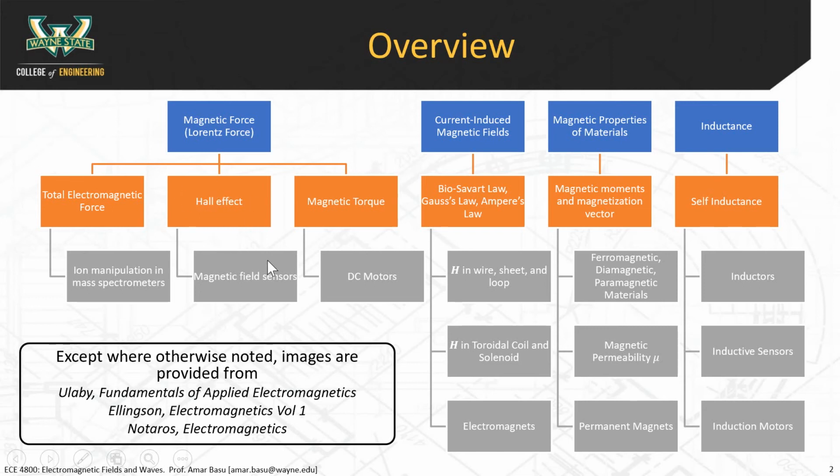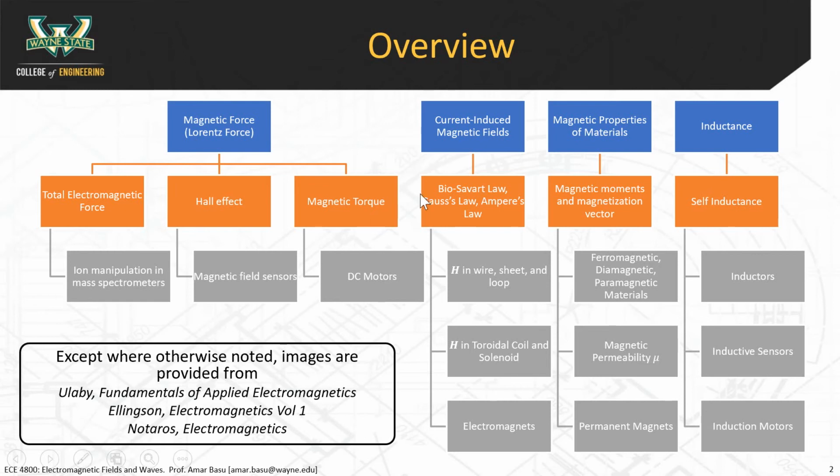The Hall effect is important because it's used in the magnetic field sensors that are used in your cell phones and industrial equipment. We started talking about magnetic torque, and we'll continue on that today because this has an important role in DC motors. The types of motors that are used in industry, in electric vehicles, in stepper motors, scientific equipment, toys, and such.